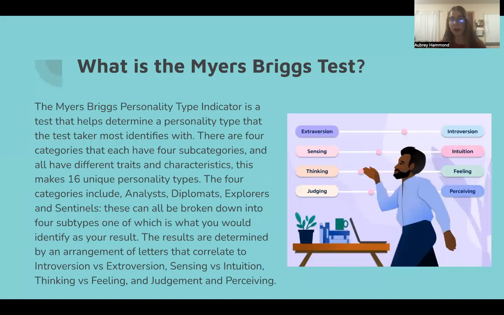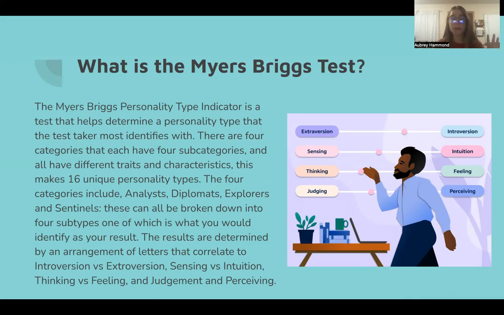Okay, so what is the Myers-Briggs personality test? It's a type indicator test that helps determine the personality type that the test taker most identifies with. There are four large categories that have four subcategories, which all have different traits and characteristics. When you put all these together, they make 16 different unique personality types. However, nobody will fit into one category perfectly. It's just whichever you most identify with.